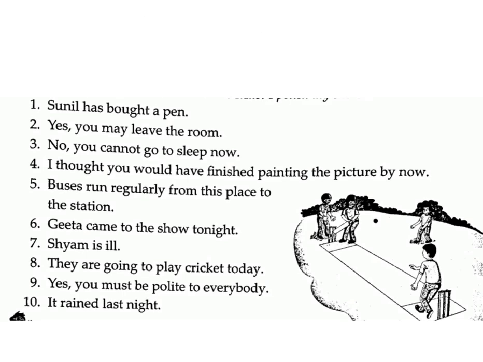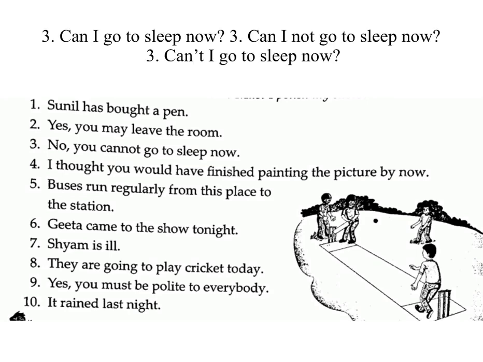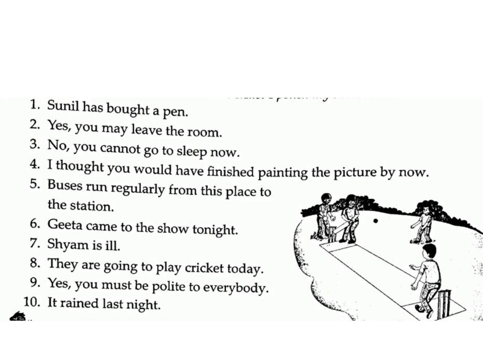1. Sunil has bought a pen. Answer. Has Sunil bought a pen? 2. Yes, you may leave the room. Answer. May I leave the room? 3. No, you cannot go to sleep now. Answer. Can't I go to sleep now? 4. I thought you would have finished painting the picture by now. Have you finished painting the picture yet?